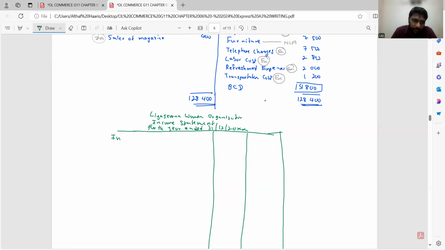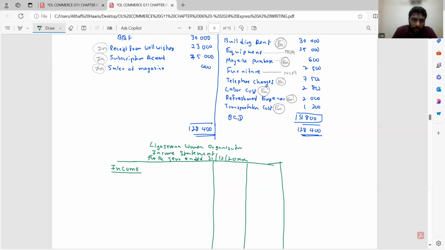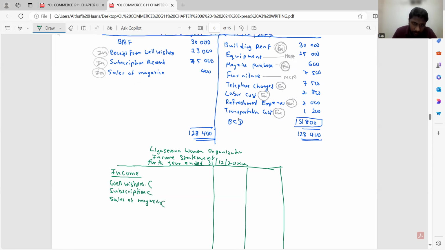First, we'll write the income. Receipt from well-wishers, subscription, sales of magazine. $23,000, 75,400, 400.